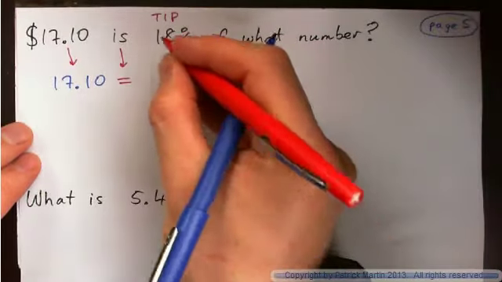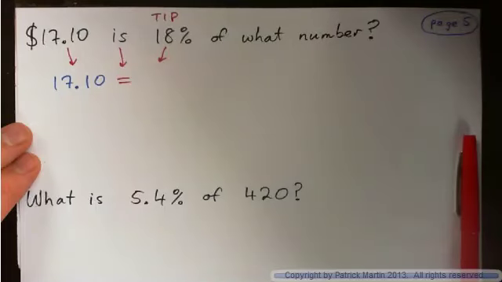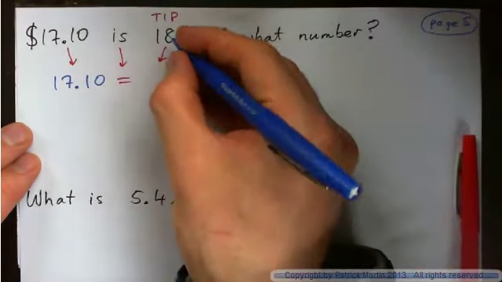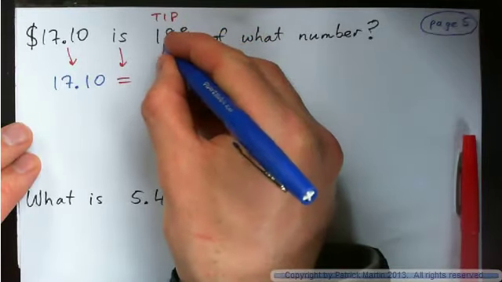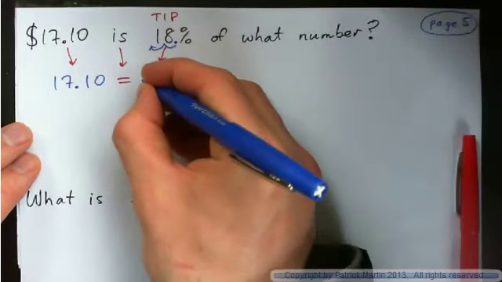Equals? How about 18%? What's that as a decimal? What's 18% as a decimal? 18, the decimal point is here, so I need to move the decimal point 2 spaces to the left, and I get 0.18.